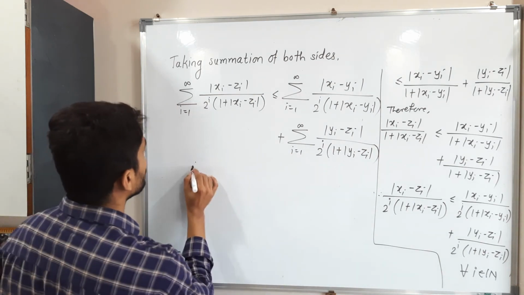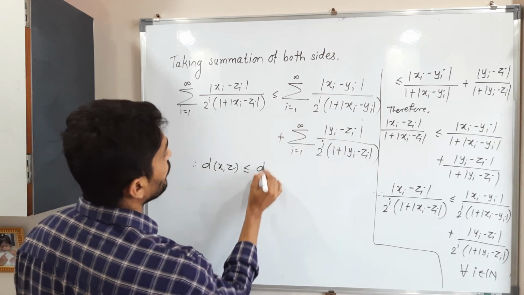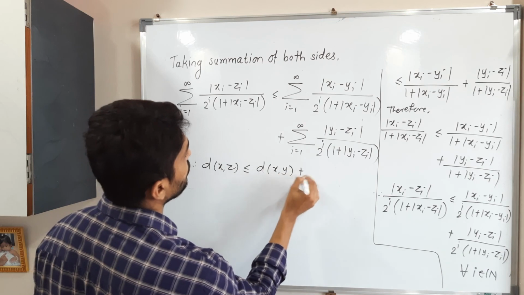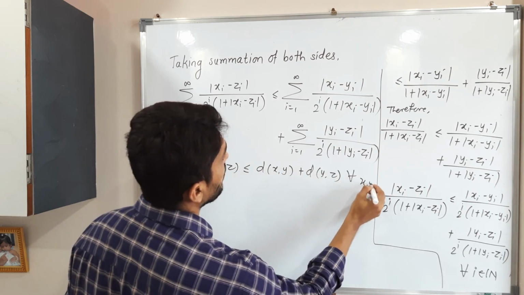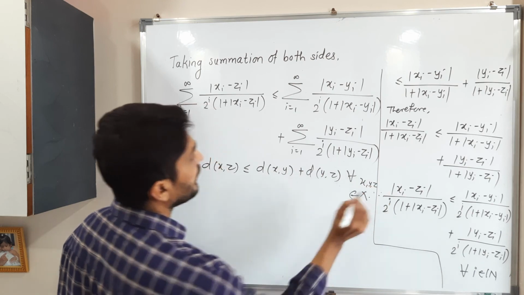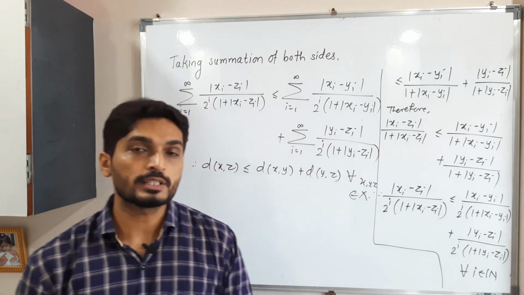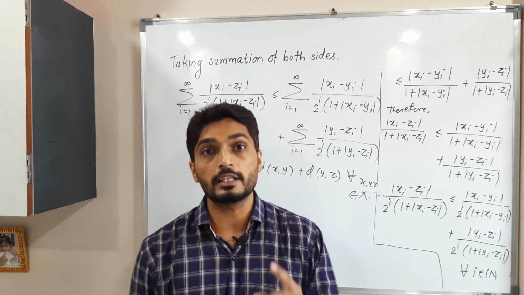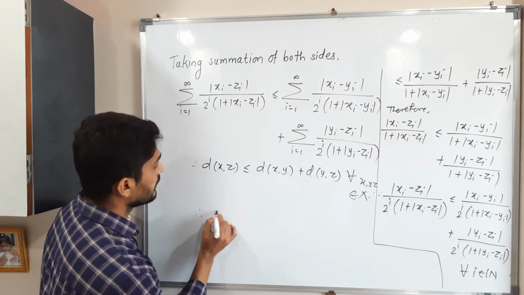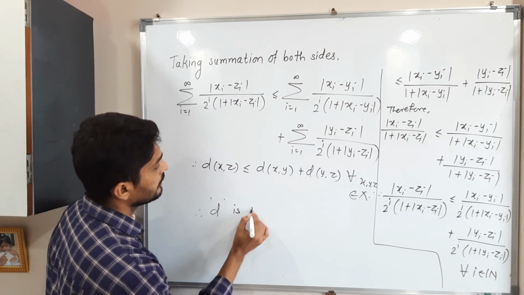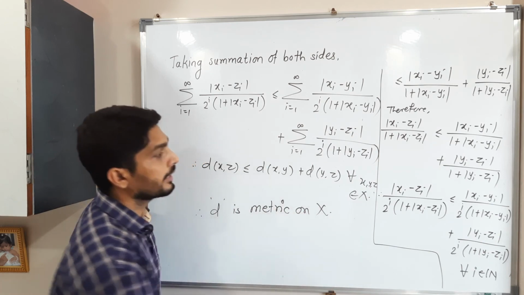So this is the definition, therefore d of xz is less than or equal to d of xy plus d of yz, and it is true for all x, y, z belonging to X. So that means our d satisfies the last property also. It satisfies all properties. So that's why we can declare it is a metric on X. So let me write just one sentence. Therefore, d is a metric on X.